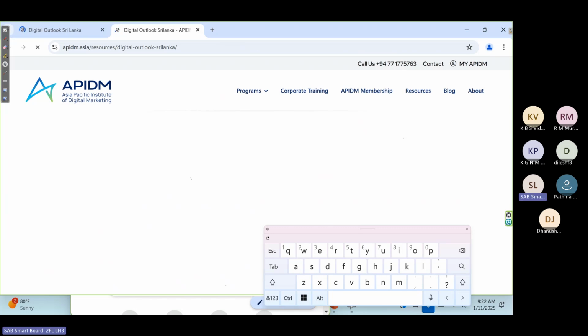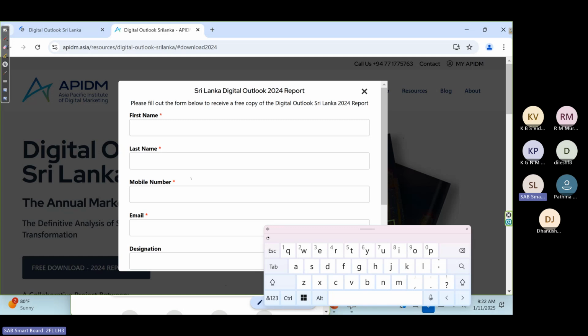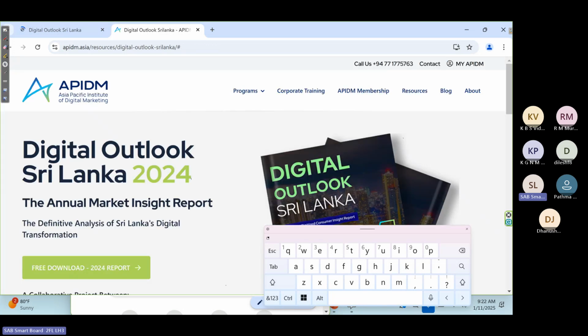You can try this one. This is freely accessible. It provides so much valuable information about the digital behavior of the country, right? What are the most digitally visible brands? What are the most viewed YouTube channels, right? Most viewed Facebook pages, everything is provided.